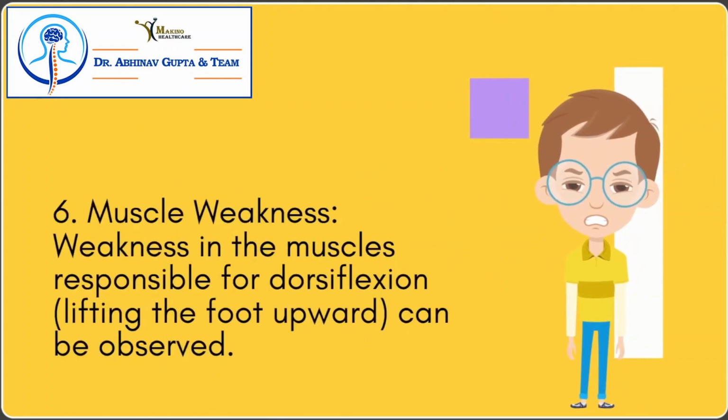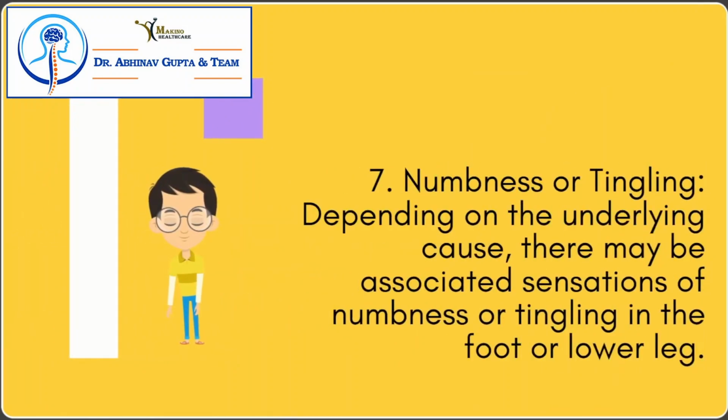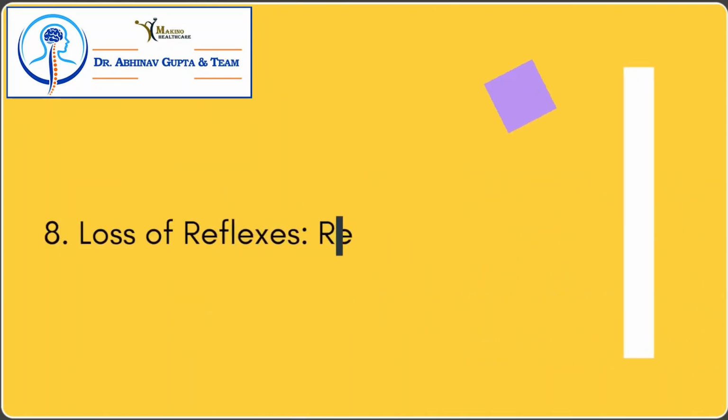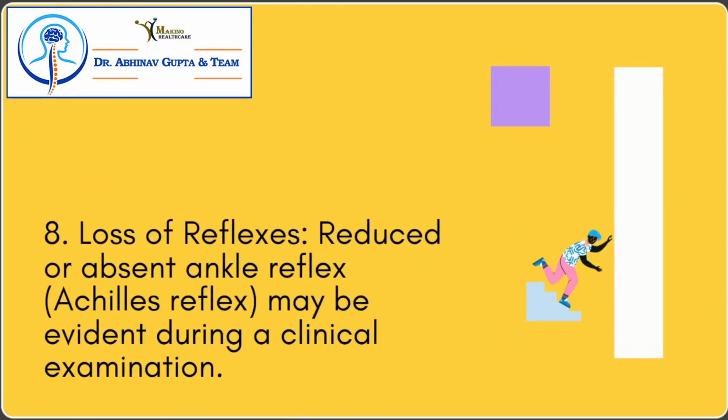6. Muscle weakness. Weakness in the muscles responsible for dorsiflexion, lifting the foot upward, can be observed. 7. Numbness or tingling. Depending on the underlying cause, there may be associated sensations of numbness or tingling in the foot or lower leg. 8. Loss of reflexes, reduced or absent ankle reflex, Achilles reflex, may be evident during a clinical examination.